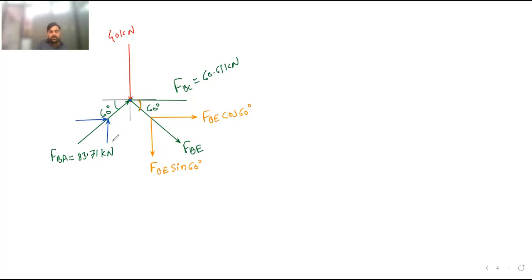The vertical component is, this angle is 60 degree now. So with horizontal, it will be cos. Angle is with horizontal, so horizontal is cos. And this will be 83.71 sin of 60 degree. Okay, so this is the resolution.